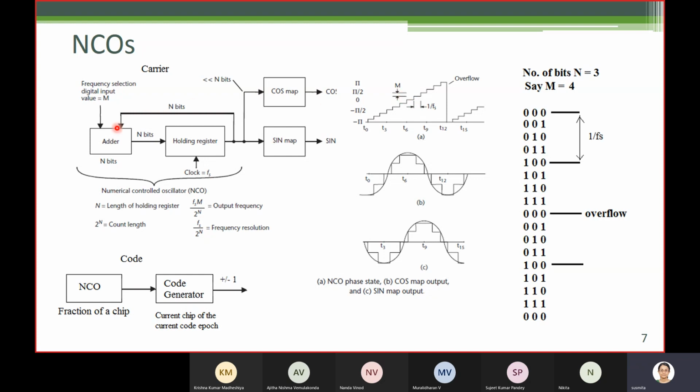How does it happen? Let's understand quickly. There is an adder whose task is to add digitally. It has n bits. Each bit can be either 0 or 1, and each bit is independent of the other, so you can have 2 to the power n combinations. So it can hold 2 to the power n different values.